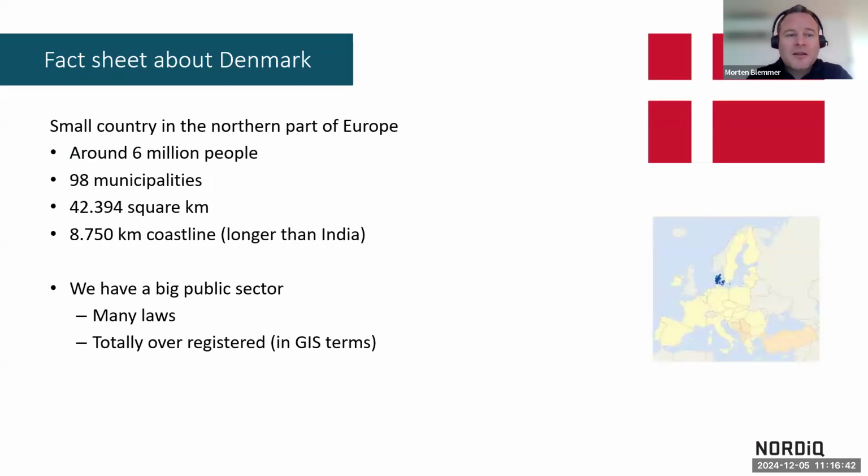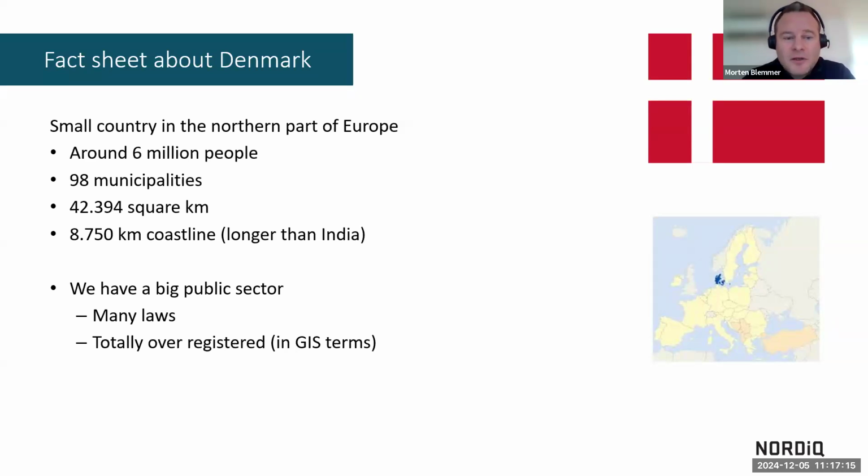First, a little bit about Denmark. We are a very small country and around 6 million people. There are 98 municipalities. It's around 42,000 square kilometers, and the coastline is very long. So there's no high places in Denmark. We have no mountains or something like that. So I think the coastline is actually longer than India's, depending on how you measure it probably, but it's very long, and so it's a very flat land.